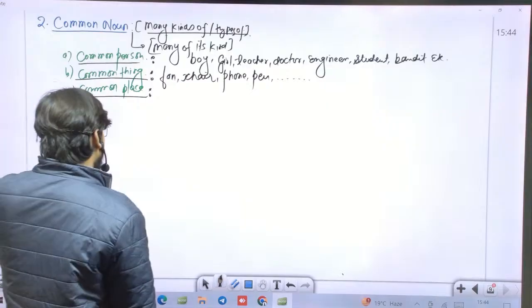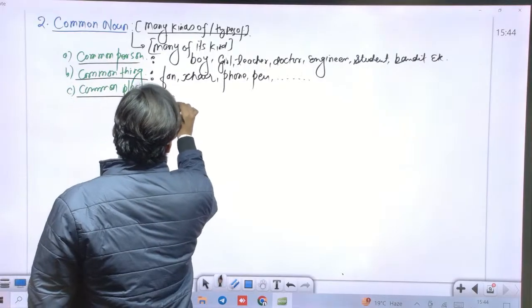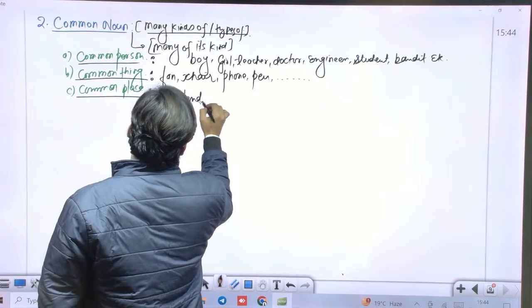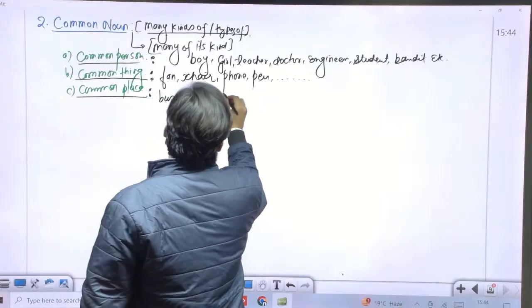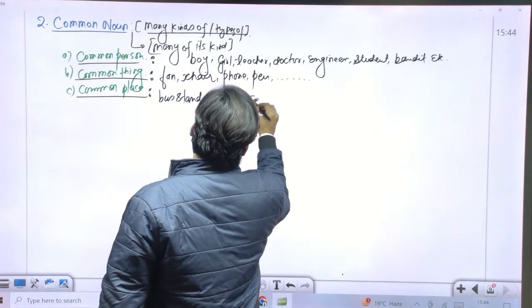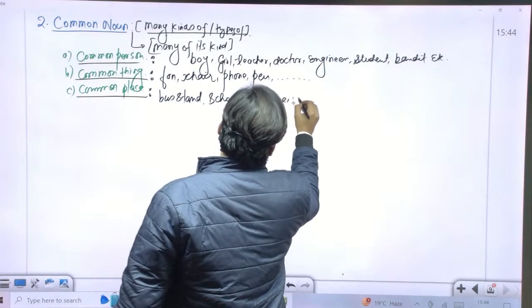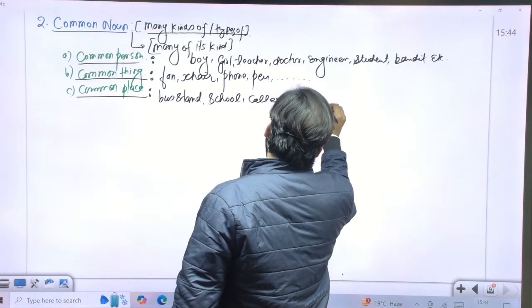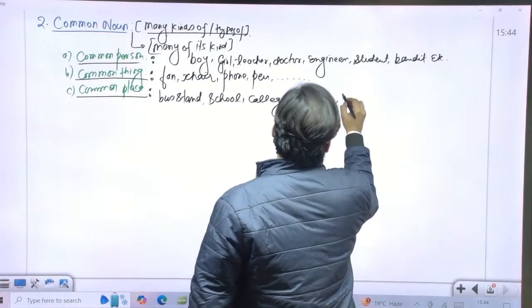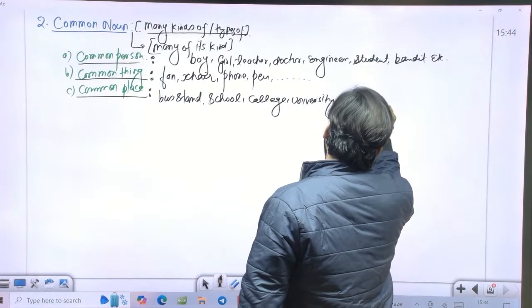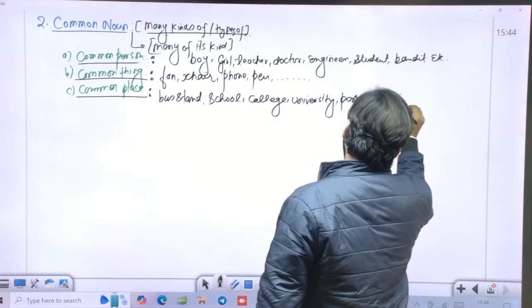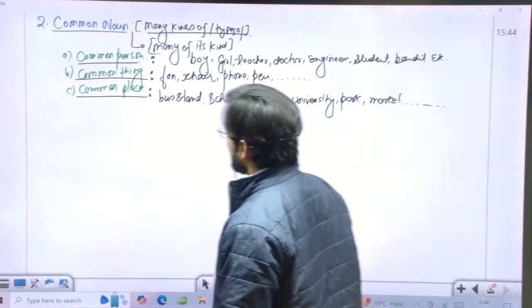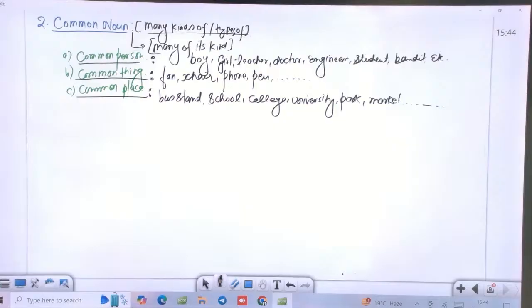Common place. There are some common places like bus stand. You can see bus stand everywhere. School, college, university, park, market, kindergarten, and so on. So there are so many common places, so many common things, so many common persons.